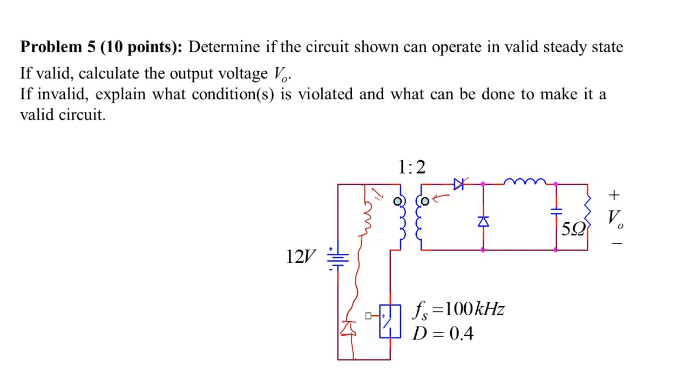And then we need to be careful about the dot polarity. The dot for the reset winding is at the bottom. So it's basically a forward converter. That's all you have to draw. Okay, that's the solution for this. Since it is invalid as it is, we don't have to calculate the output voltage.